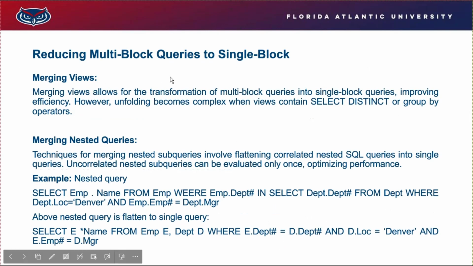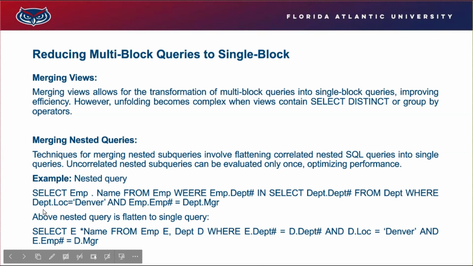In reducing multi-block queries to single blocks, merging views allows for the transformation of multiple block queries into single block queries, improving efficiency. However, unfolding becomes complex when views contain select distinct or group by operators. Techniques for merging nested queries involve flattening correlated nested queries into single queries. Uncorrelated nested subqueries can be evaluated only once, optimizing performance.